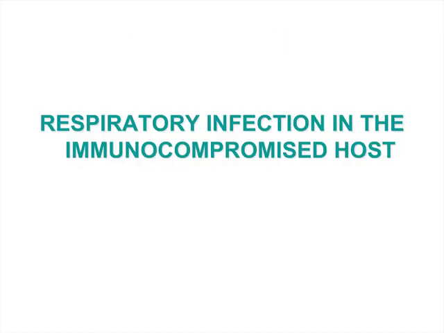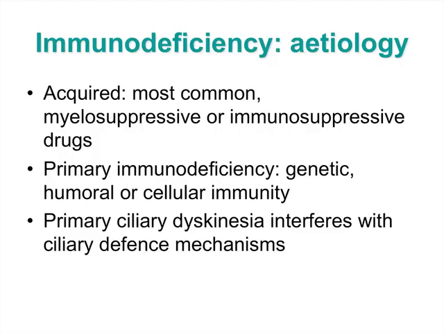I'm now going to talk about respiratory infection in the immunocompromised host. Pulmonary infection is a common presenting feature of immunodeficiency. Immunodeficiency is most commonly acquired due to myelosuppressive or immunosuppressive drugs. Primary immunodeficiency can be genetic, humoral, or cellular immunity, and includes illnesses such as SCID, X-linked agammaglobulinemia, or common variable immunodeficiency.